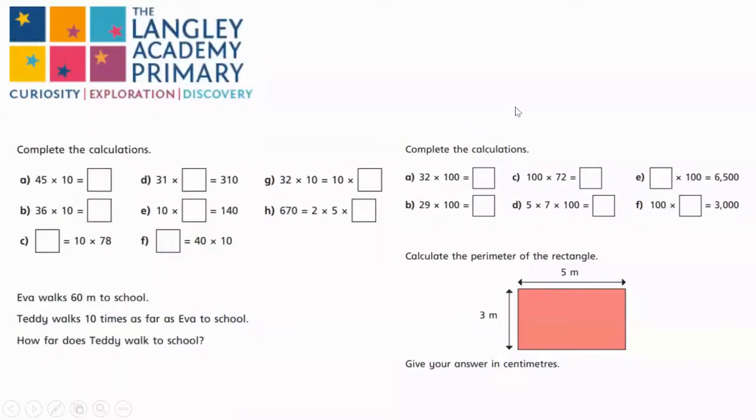So what I've done here is I've given you some questions which are timesing by 10, some that are timesing by 100, and then I've also left it open with 2 extra questions on here, which you have to work out where you're timesing by 10, timesing by 100, and what the answer might be. Have a go, see how you do, and we'll see you in the next video.